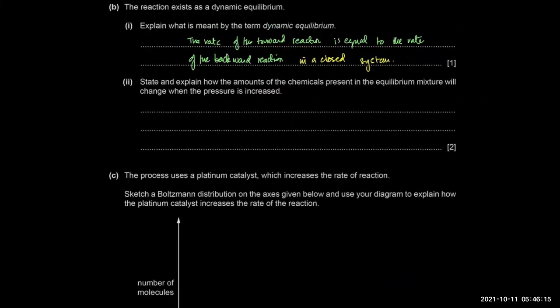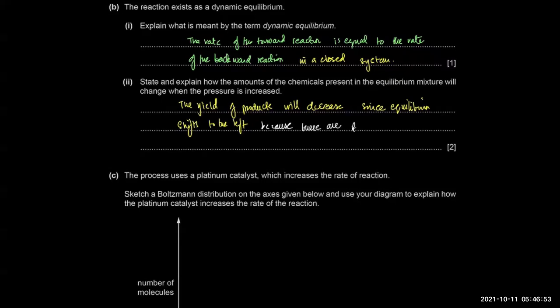So we can say that the yield of products will decrease, because the equilibrium shifts to the left, because there are fewer moles of gas on the left-hand side.